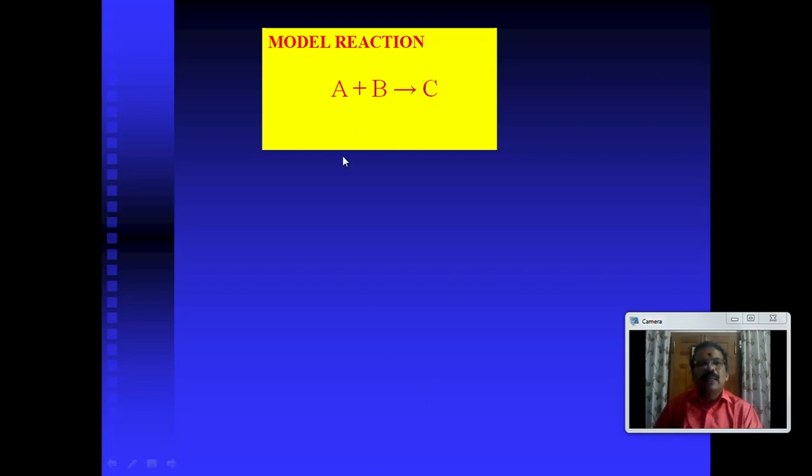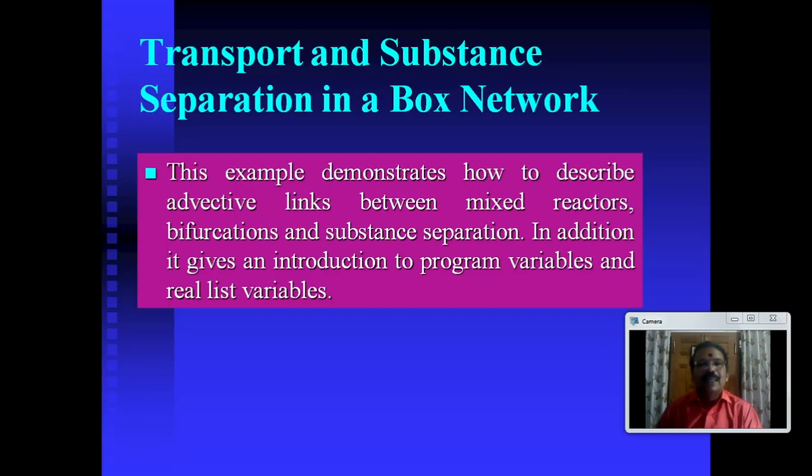Suppose we are choosing a tank reactor to synthesize a product C. For that, the substrates A and B are reacting to give the product C. In a large industrial operation, this requires a network of tank reactors. So first we have to prepare A as the substrate to 1. Its molar concentration has to be maintained.